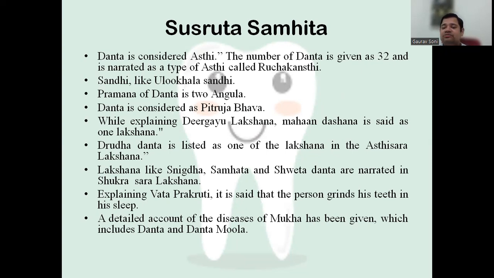Dant is considered again to be the Pitraj Bhav. All the hard things which come to us through heredity are from the Pitraj Bhav only. While explaining Dirgha Ayu Lakshan, Mahan Dasana, big teeth, is one of the Lakshan. Dhrudadhan is the Lakshan mentioned for the Asthi Sara Purusha. Lakshan like Snigdha, Samhat, and Sweta are narrated for Shukra Sara Lakshana. Explaining about Vata Prakriti, he said that the person grinds his teeth in his sleep.